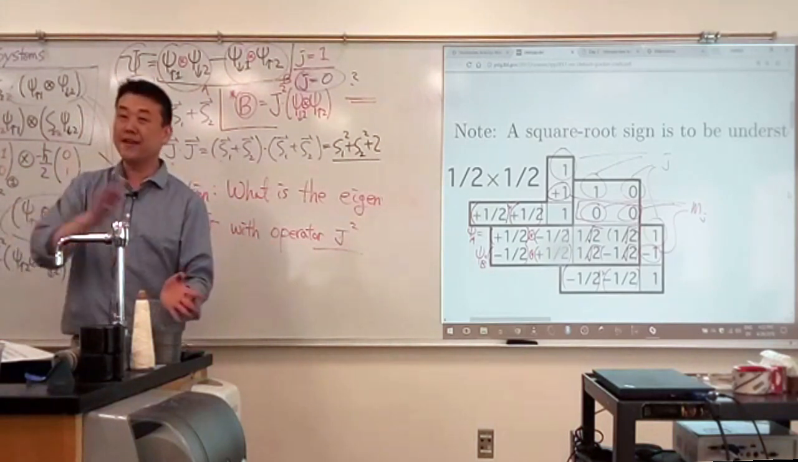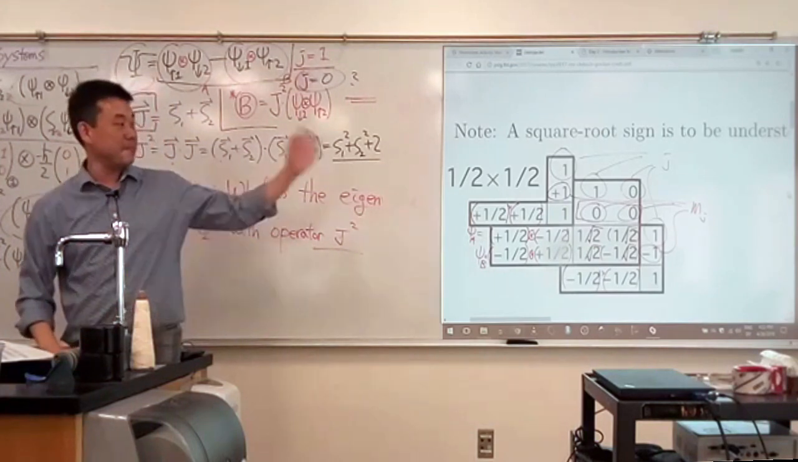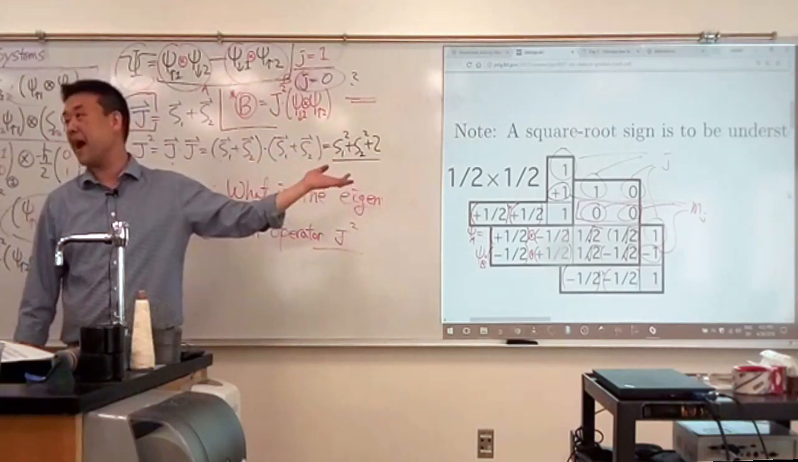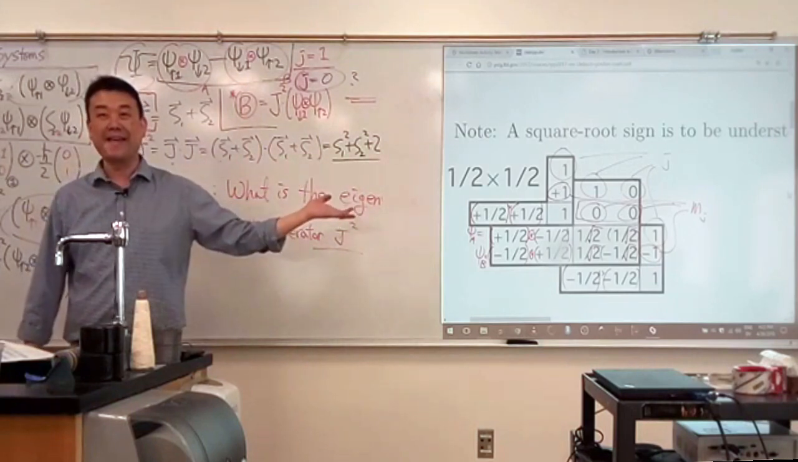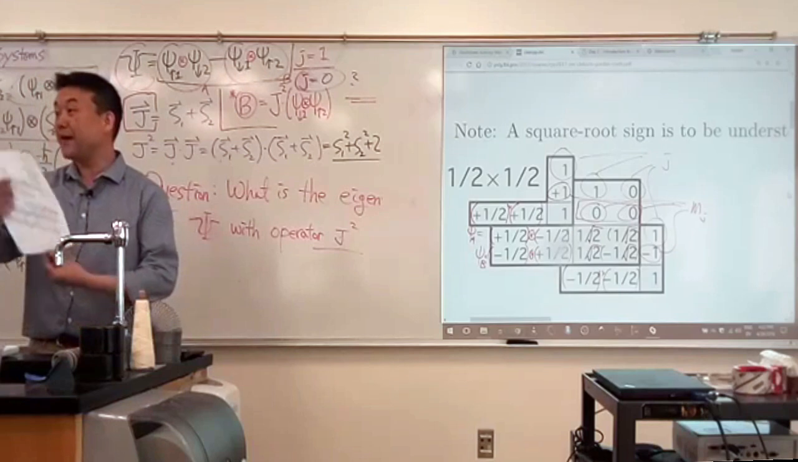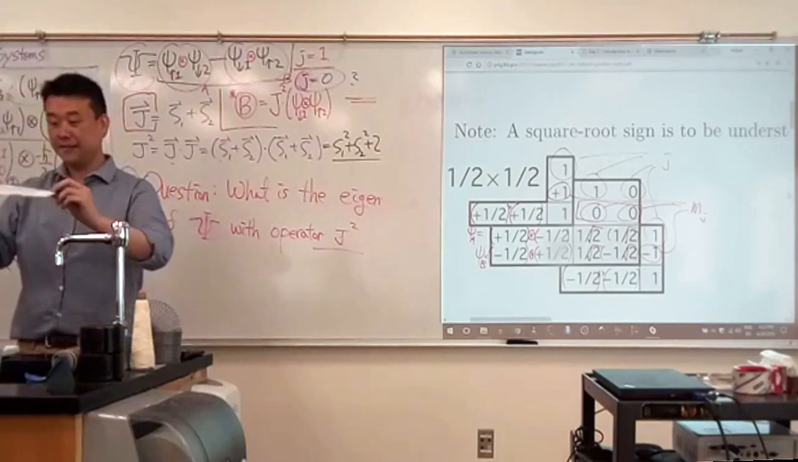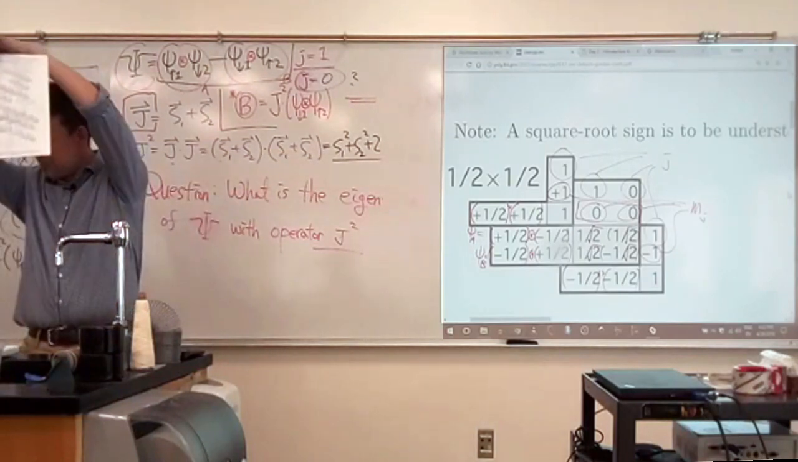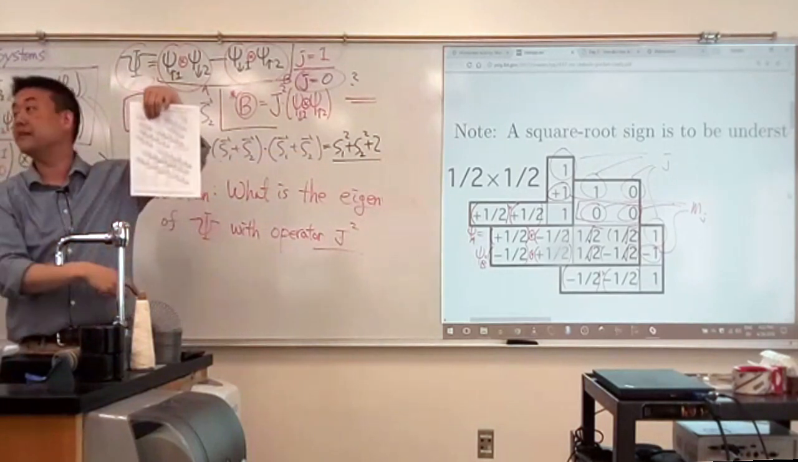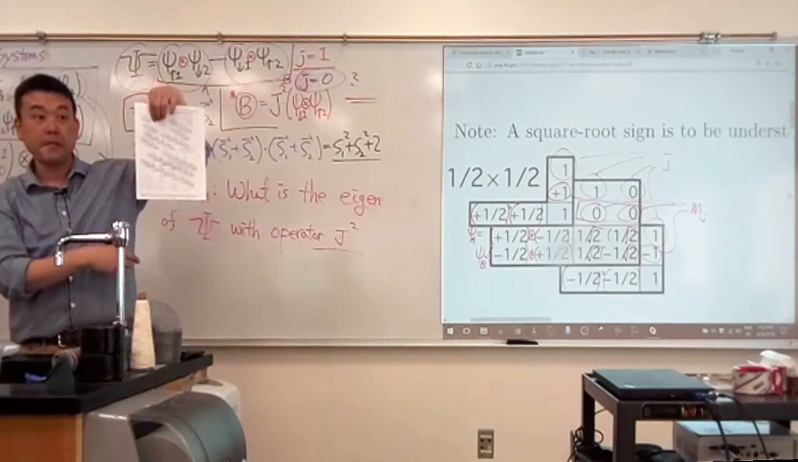Now, as you start to add more, if you're adding spin 1 to spin 1/2, or spin 3/2 to spin 1, then it gets a lot more complicated. That's what the rest of the table is for. What I have there is a very small portion of this table. The rest of the table is for more complicated addition of angular momentum.